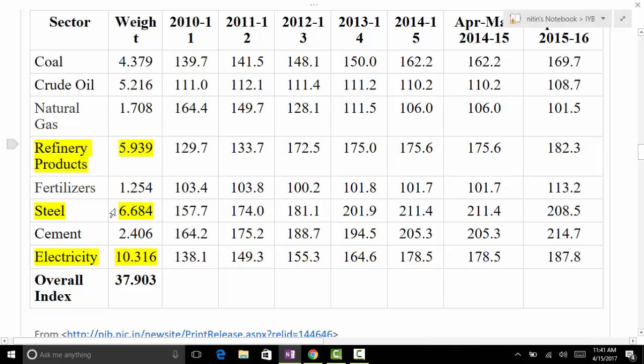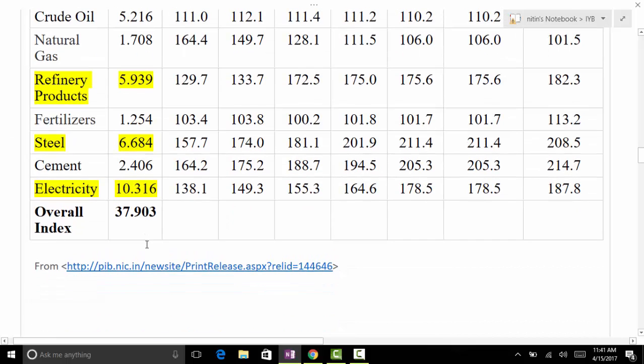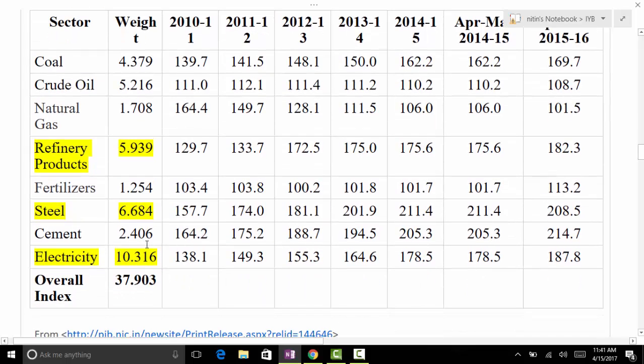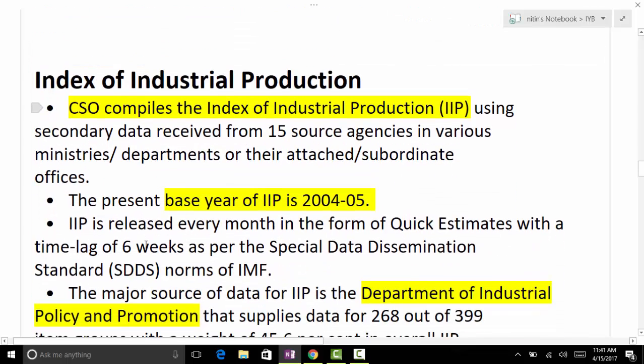Now this table won't be in the yearbook. I took this from PIB. What? 490. On page 490 it is given, okay. Now it further discusses IIP.